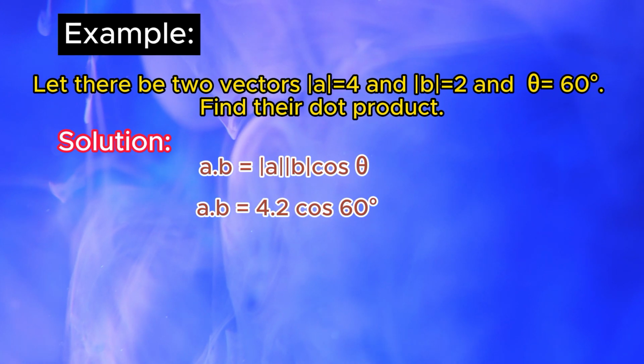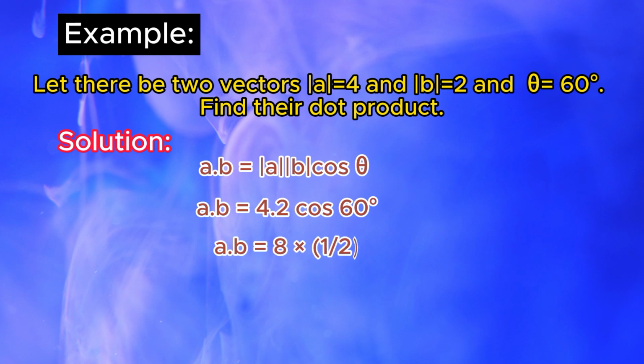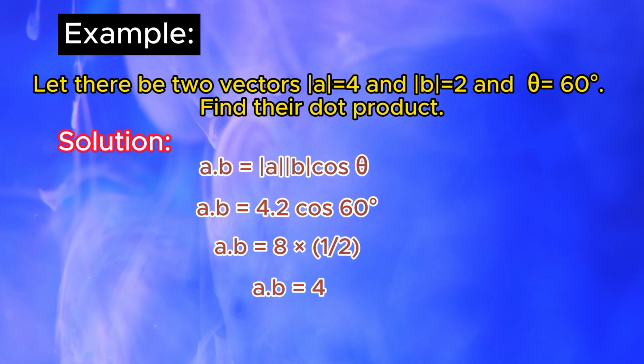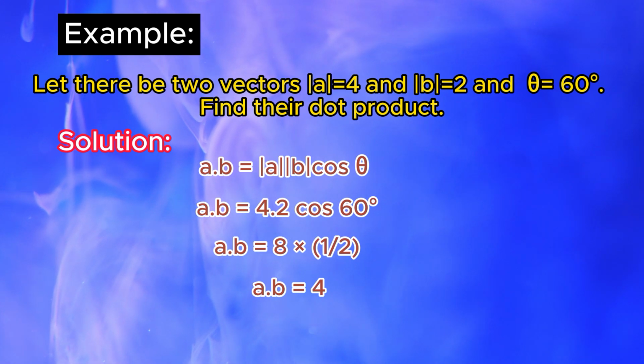a dot b equals 4 multiplied by 2 cos 60 degrees. a dot b equals 8 multiplied by 1/2. a dot b equals 4. So we get the dot product equal to 4.